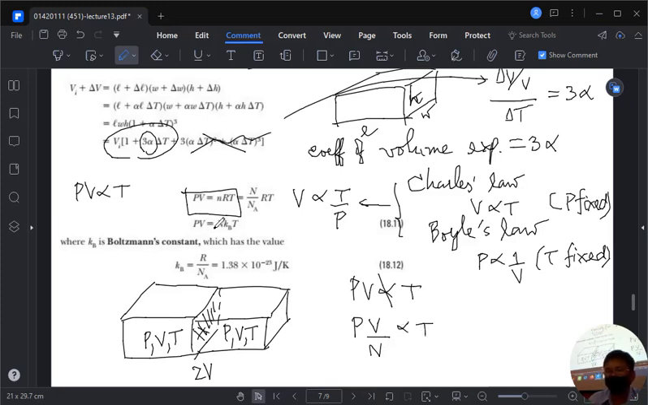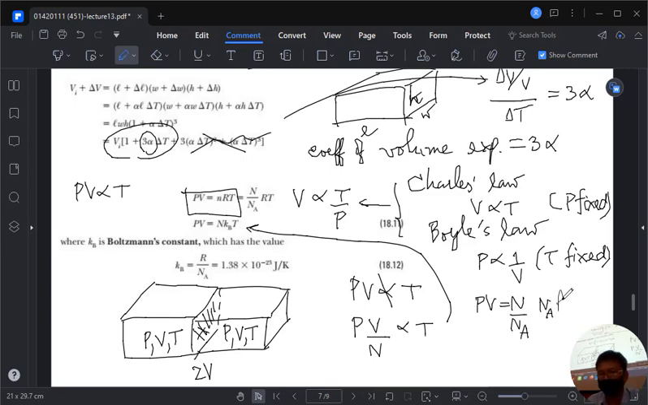The constant of proportionality is called the Boltzmann constant here. We have PV, we have N, and we divide by Avogadro's number. The Avogadro's number is going to come up here, times kB times T. It's going to give you the gas constant R, and this thing we call the number of moles. So it's PV = nRT, PV = N kB T.